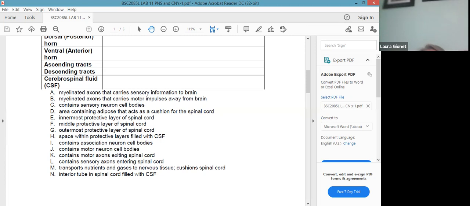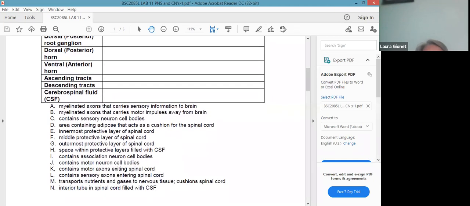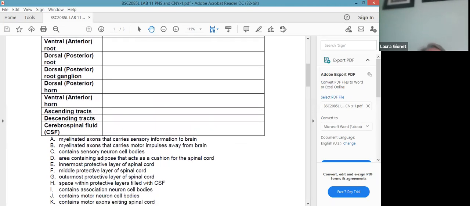L contains the sensory axons entering the spinal cord. Those would be the dorsal, or posterior roots. M transports nutrients and gases to nerve tissue and cushions the spinal cord. That would go with cerebrospinal fluid. And the interior tube in the spinal cord filled with cerebrospinal fluid, that would be your central canal.